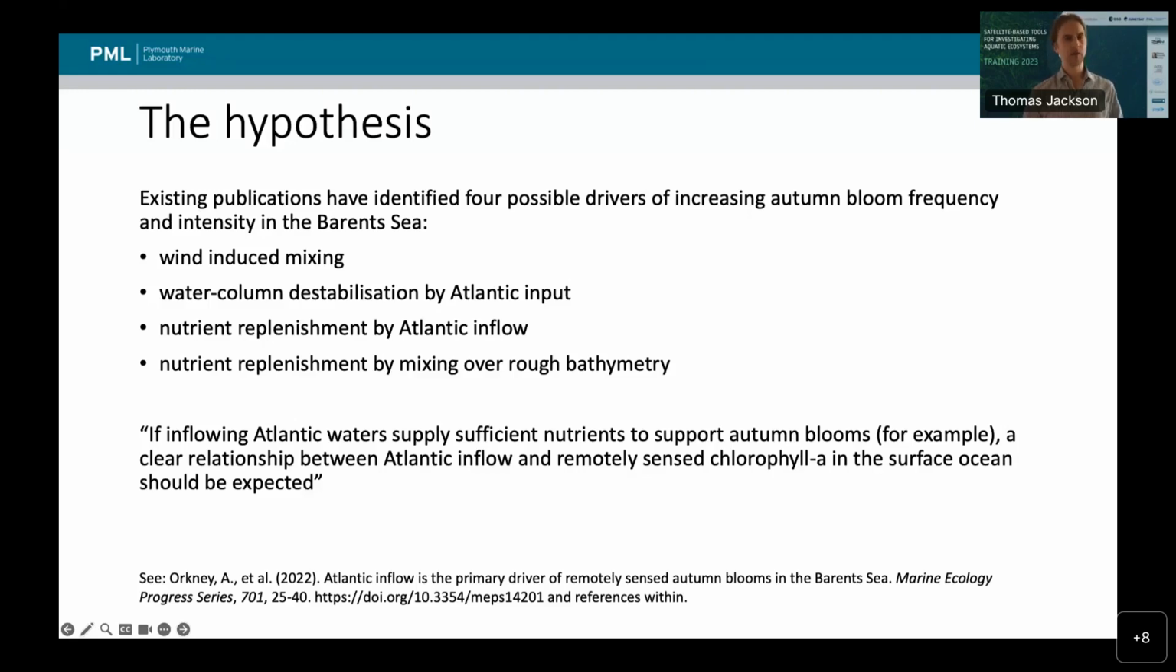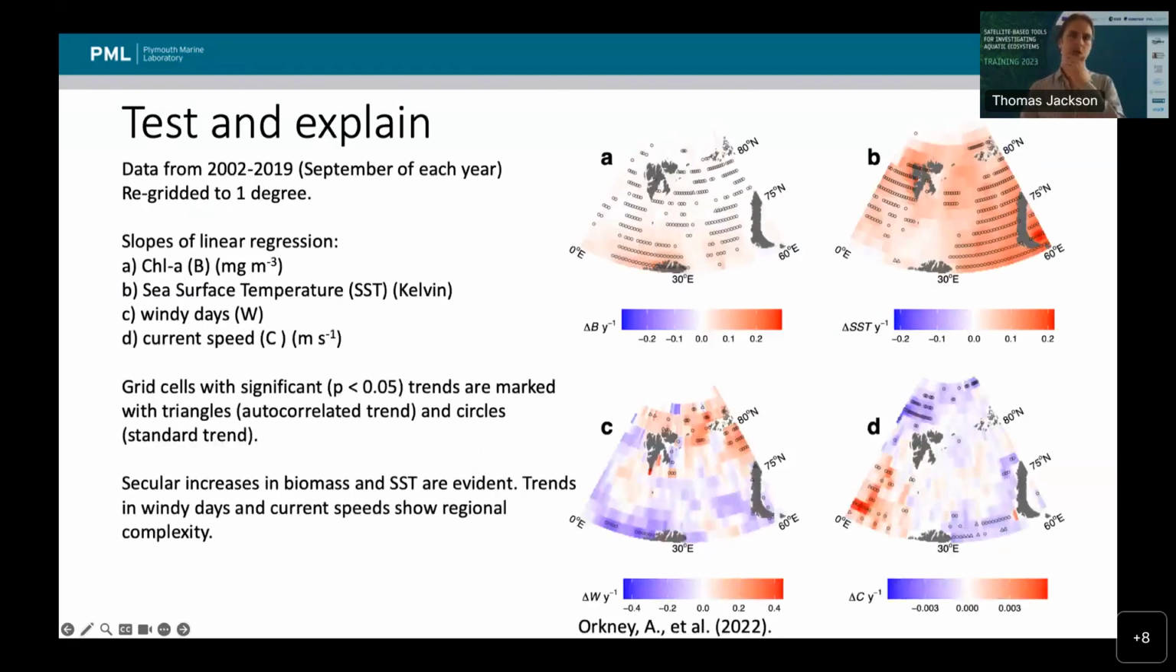So the hypothesis to test basically is that if the inflowing Atlantic waters are supplying nutrients to support these autumn blooms, then a clear relationship between the Atlantic inflow and remotely sensed chlorophyll would be expected. Okay, I have a nice hypothesis to test. So in that study, they went and they looked at a number of variables. So in the top left here, we've got the trend in chlorophyll. In the top right, we've got the trend in sea surface temperature. In the bottom left, we've got the trend in windiness. And in the bottom right, we've got a trend in the currents.